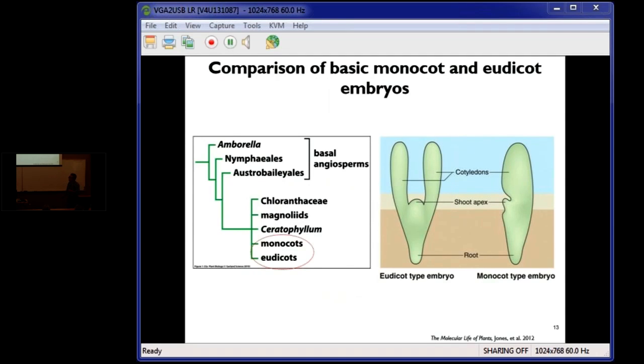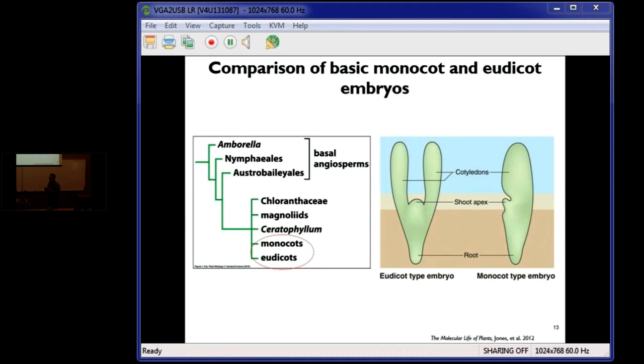The embryos themselves, overall, if you look at the flowering plants, are of two types. The two major classes or lineages of flowering plants are monocots and dicots. And monocots and dicots, or eudicots, I apologize, eudicots, are identified as such based, in part, on the morphology of the embryos that they produce. Eudicots have two cotyledons, that is, the embryos contain two cotyledons, and when the seedling germinates, it has two cotyledons. And monocots have a single cotyledon.